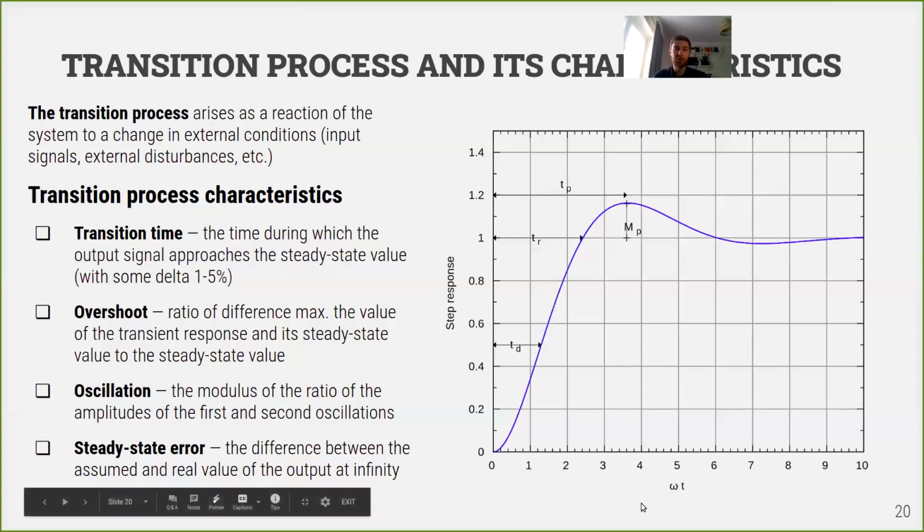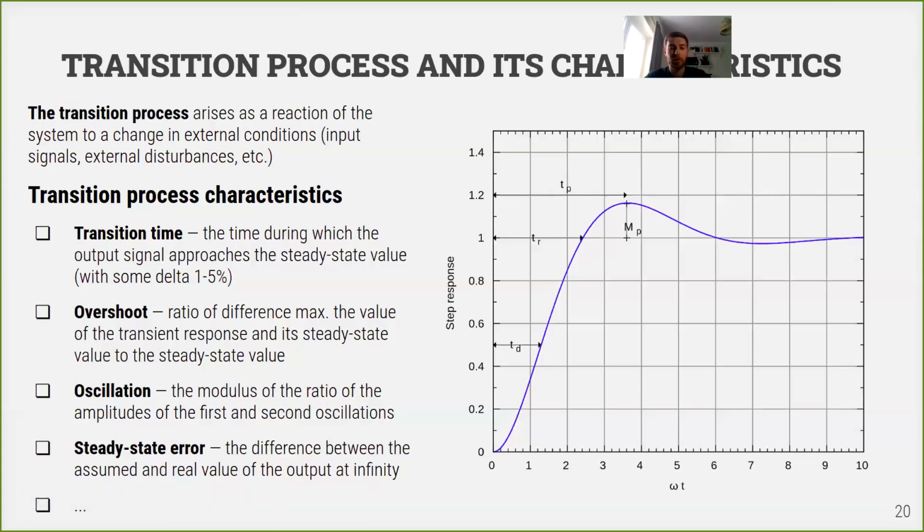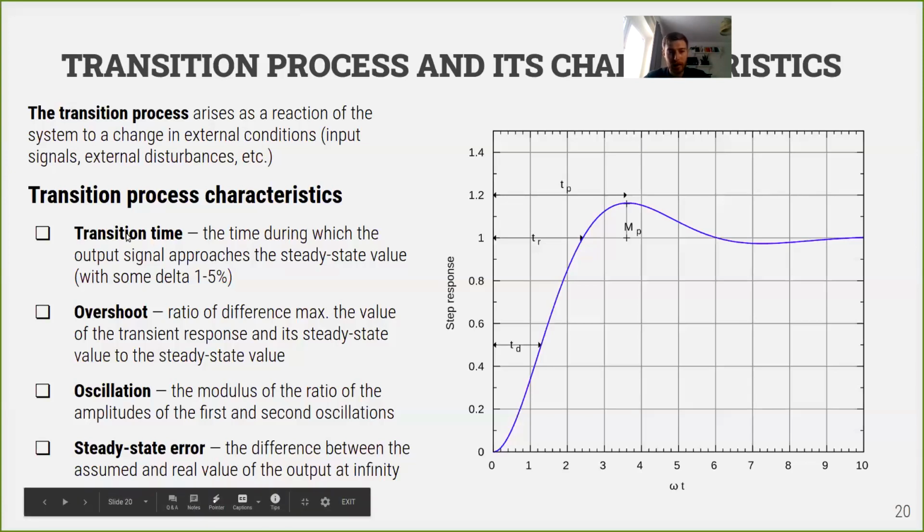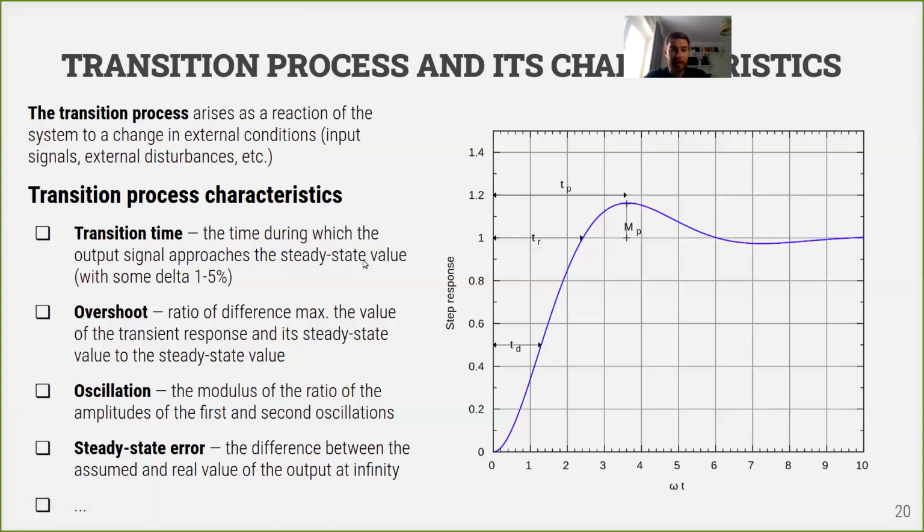So this transition process is characterized with many characteristics, but there are just the most important ones I want you to know. So there is transition time, is the time during which the output signal approaches the steady state value with some delta. And steady state value is either value on the infinity in theory. So we have this transition process, and it will last forever. In the infinity, we have some signal level, and this is steady state. But in reality, in practice, of course, it is not an infinity. It's just some stable value we get after the transition process.